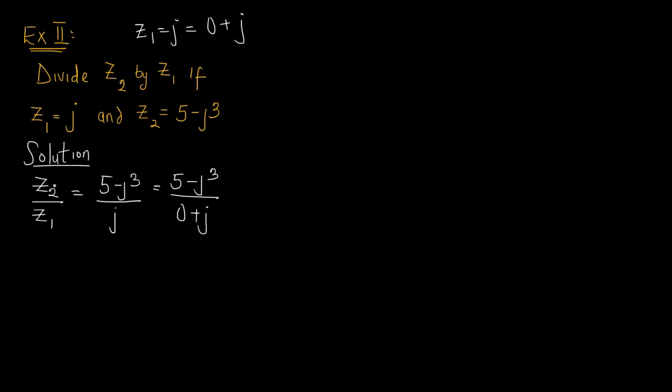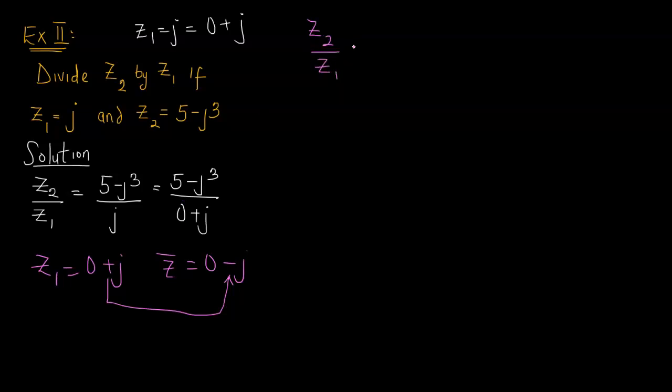Of course, we know that dividing a complex number by another one requires us to multiply top and bottom by the conjugate of the denominator. The denominator here is z1, which is 0 plus j. Its conjugate is 0 minus j. So I've just reversed the sign behind the imaginary parts. Thus, z2 over z1 would be equal to 5 minus j3 over j times the conjugate here, 0 minus j, which is the same as minus j. So I'm just going to multiply top and bottom by minus j over minus j.